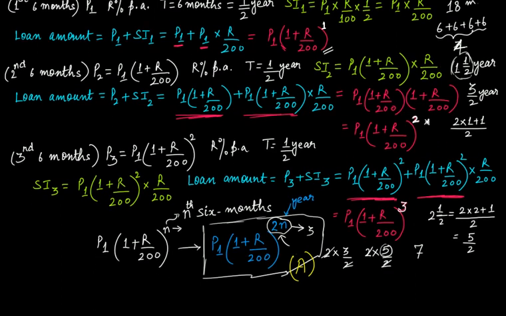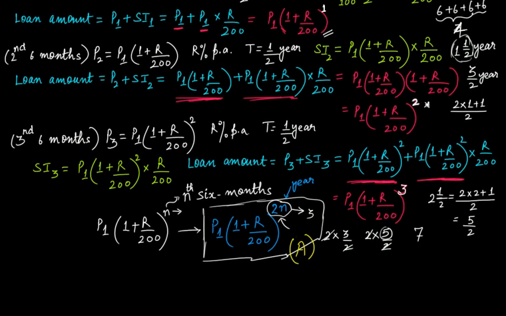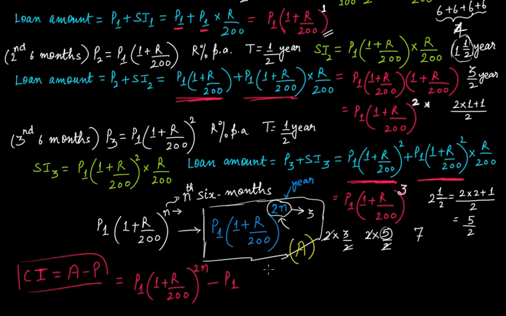Now, let's discuss compound interest. We know that the formula for compound interest is simple. That is A, the total amount, minus principal. If you know how to calculate the total amount, then you can instantly tell the compound interest. The total amount in this case is P1 (1 plus R by 200) raised to the power of 2n, and this is minus P1, right? This is the formula.